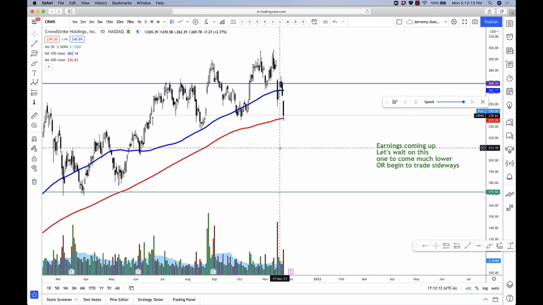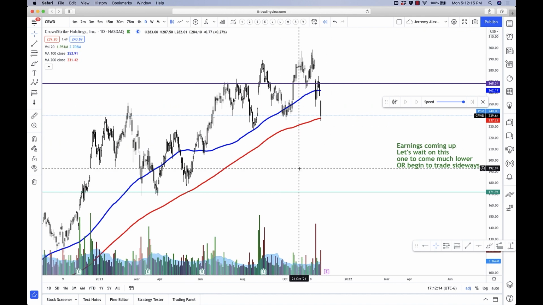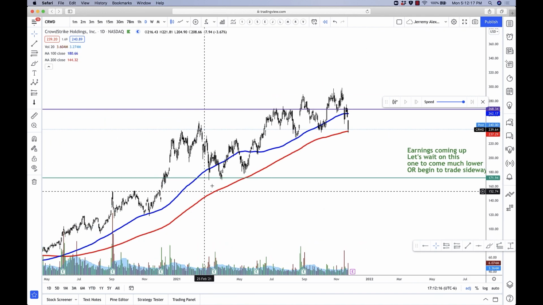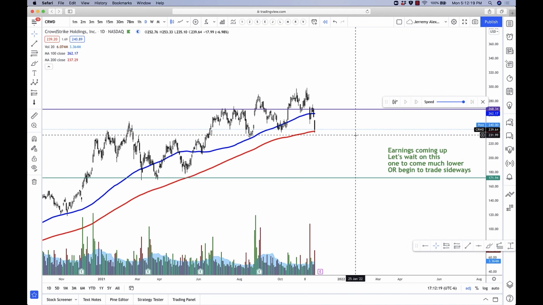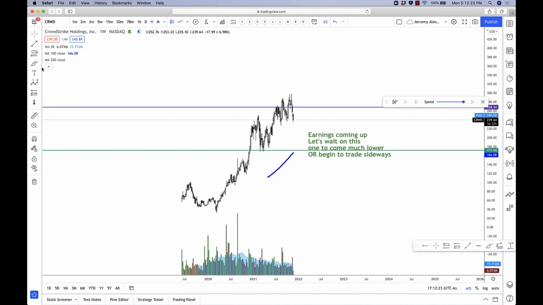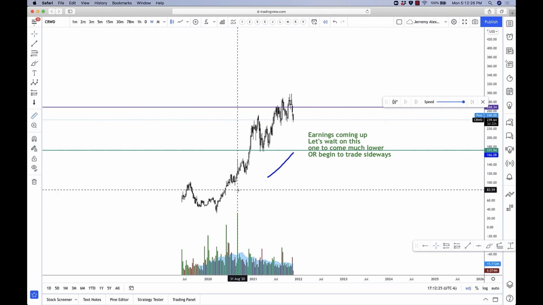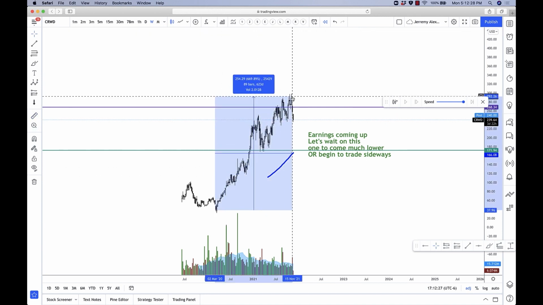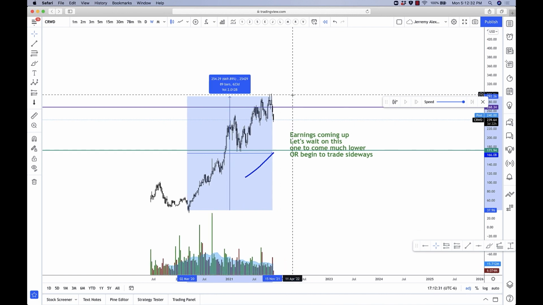So anyway, this is the first time we're hitting the 200 SMA on CrowdStrike. If I'm looking at this on the weekly chart, again, what I just mentioned earlier, this thing has had an absolute legendary run up, 700% in the last year and a half. So yeah, I expect this one to probably pull back a little bit more.